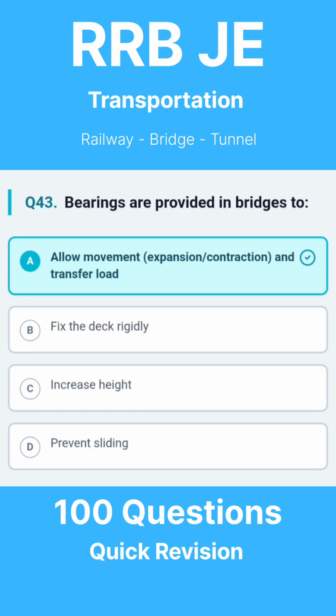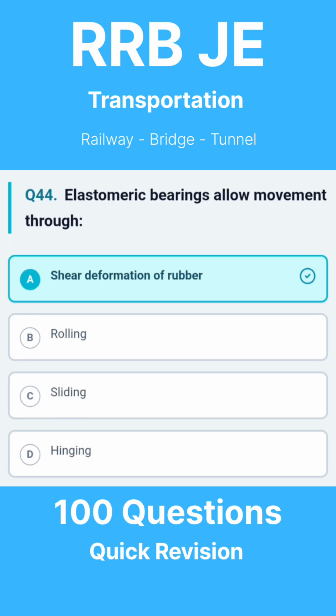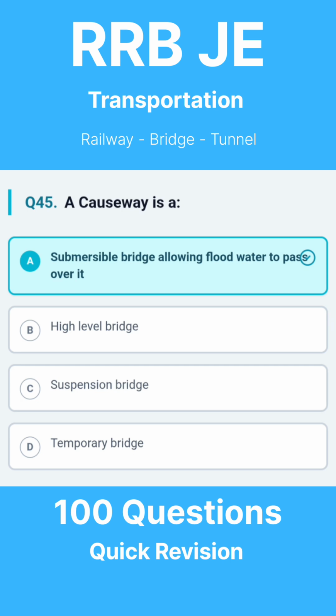Question 43. Bearings are provided in bridges to. The correct answer is allow movement, expansion and contraction, and transfer load. Question 44. Elastomeric bearings allow movement through. The correct answer is shear deformation of rubber. Question 45. A causeway is a. The correct answer is submersible bridge allowing flood water to pass over it.